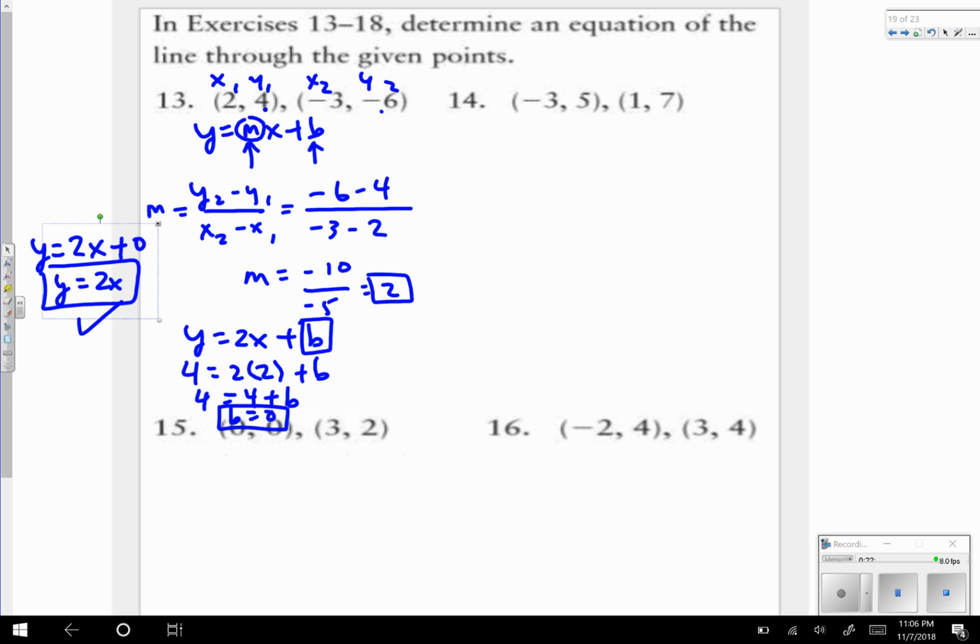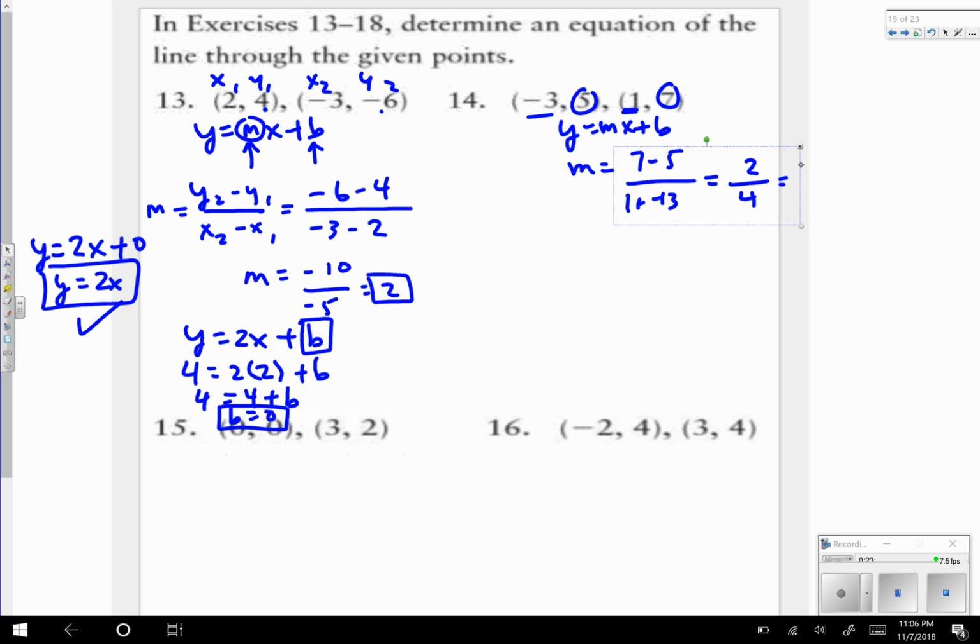I'm going to do the same thing for each of them. So here we have y equals mx plus b. So same concept, right? So to find the m, we do y2 minus y1. So y2 minus y1, 7 minus 5 over 1 minus negative 3. So on the top, 7 minus 5 is 2. 1 minus negative 3 is positive 4. So our slope is 1/2. So m is equal to 1/2.